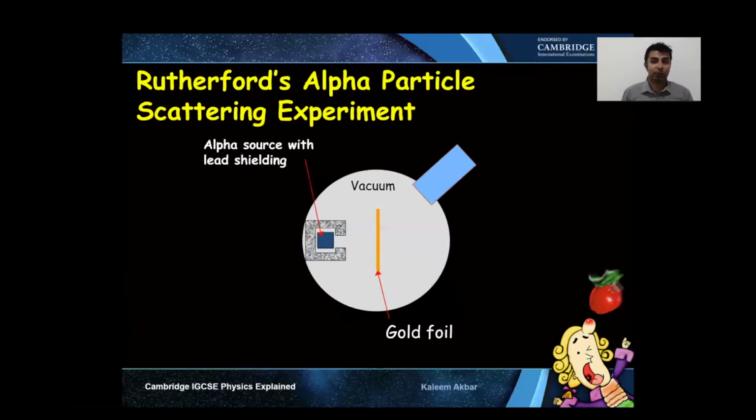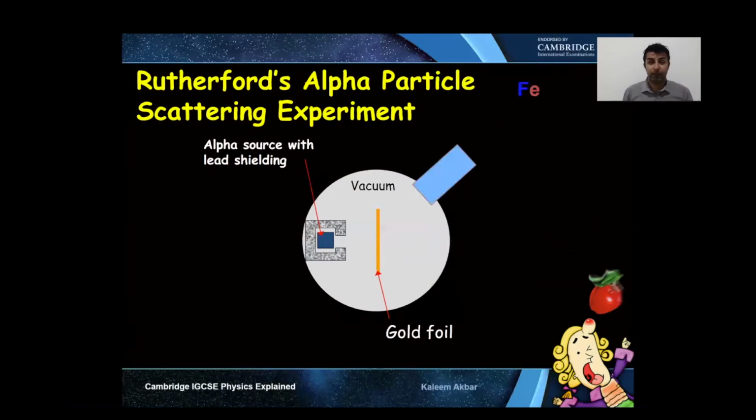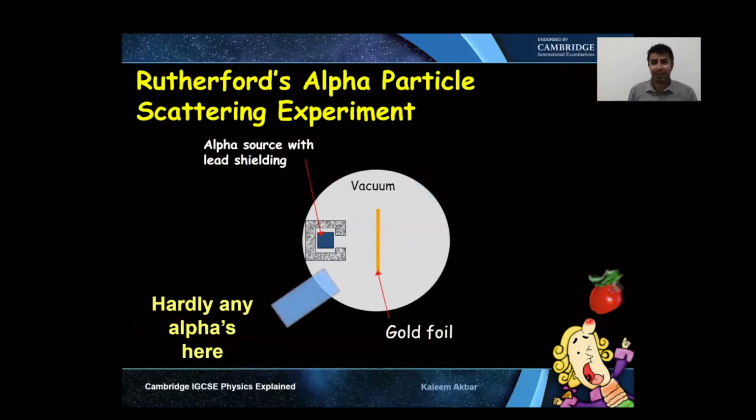So right now, let's just focus on the results. Most of the alpha particles will go straight through this gold foil. A few of them deflect or bounce off to the side, and even fewer bounce back. So let's just say you had like 1 million particles. You'd have the vast majority of them, like 900,000 of them, going straight through. You'd have maybe 50, 60,000 of them bouncing off to the side, and you'd have even fewer bouncing back.